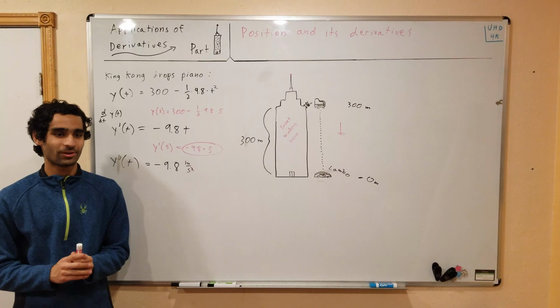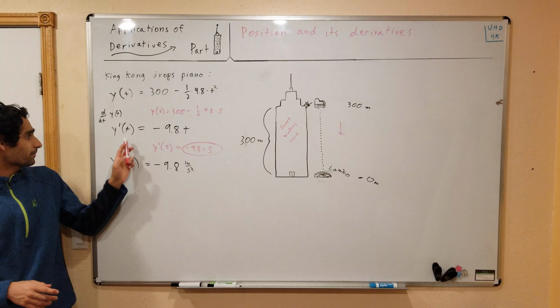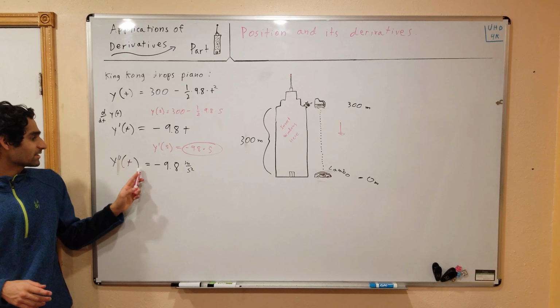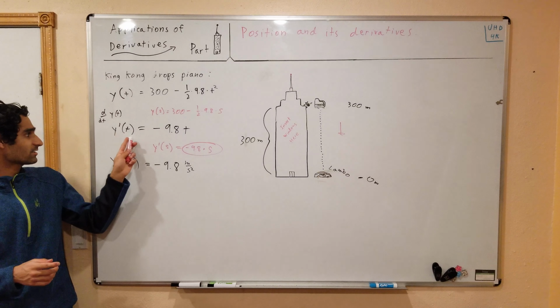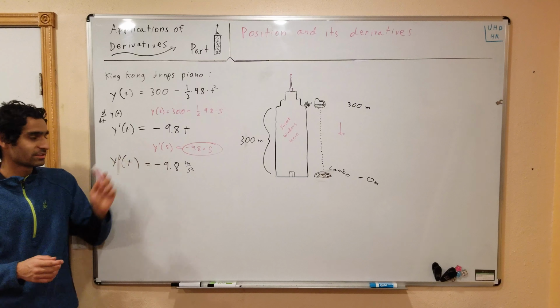So anyways, I hope you enjoyed this fun little demo. Derivatives certainly have a practical use. And just remember that position, velocity, acceleration, that's how it works. Velocity is the derivative of position with respect to time, and acceleration is the derivative of velocity with respect to time.